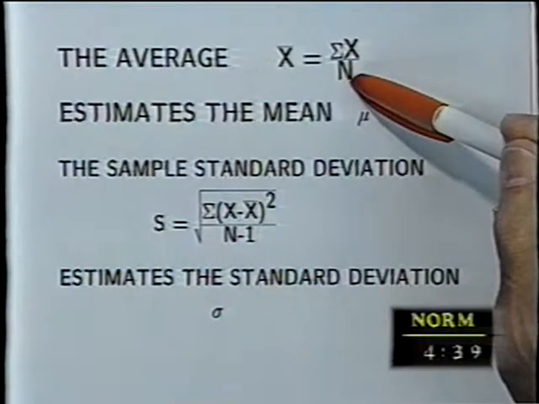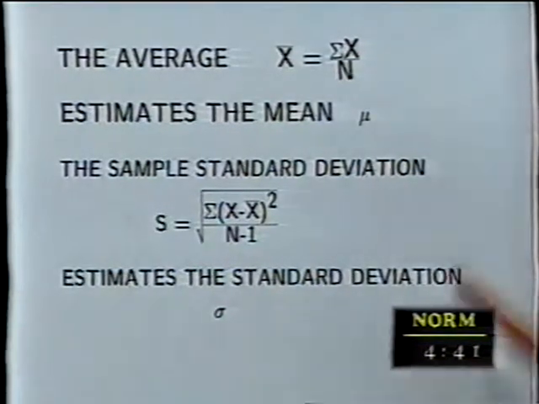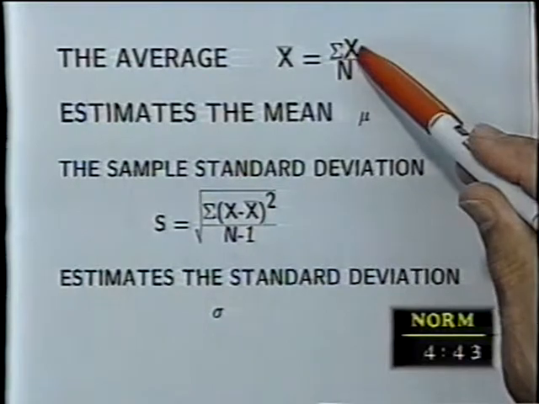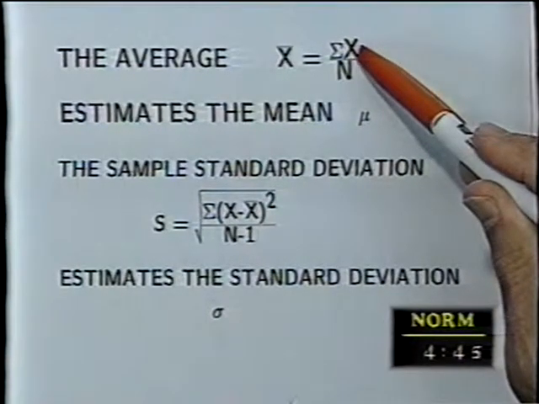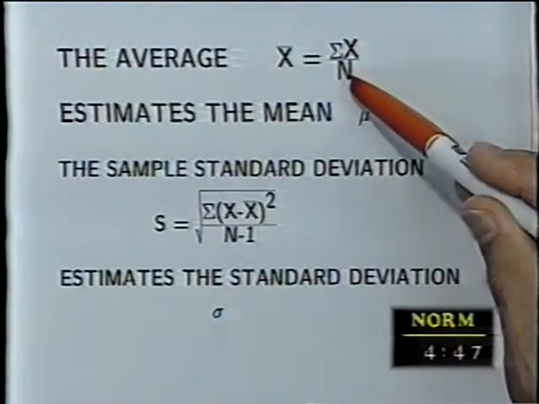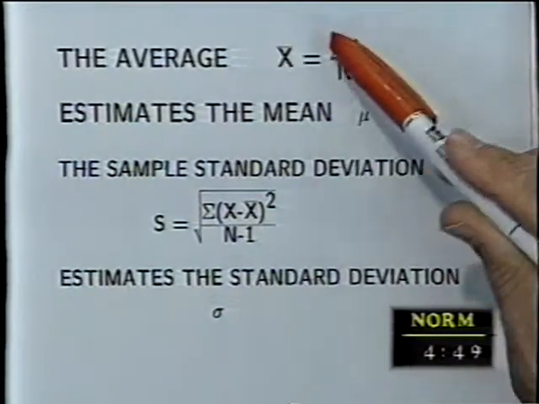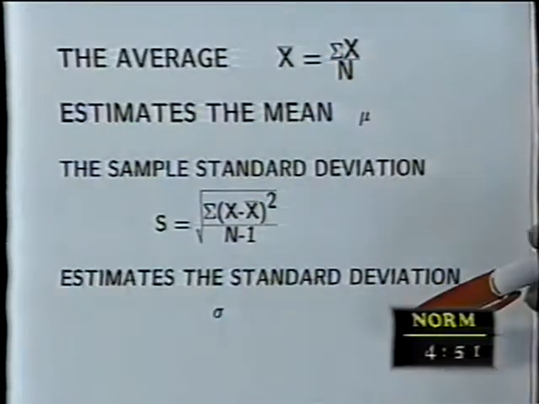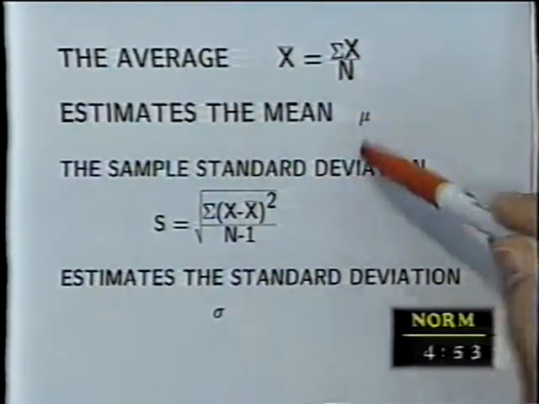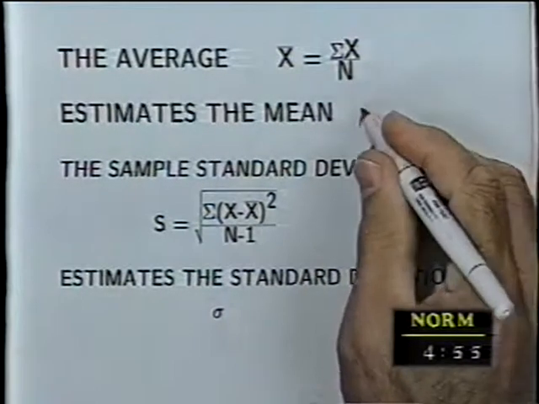Well, that's easy. An estimate of the mean is just the average. Sum up all the x's you happen to get in your n observations, add them up and divide by n. And we call that x bar, x with a line on top of it, x bar. And that estimates the mean. You'll also see it called mu hat.